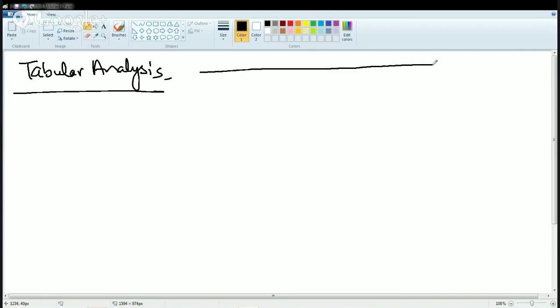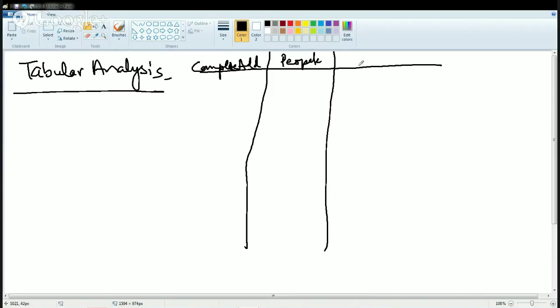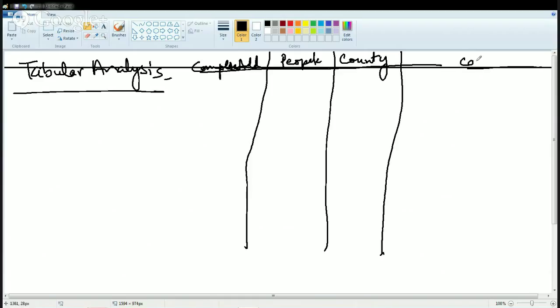I have a table here, and that table shows, say, the complete address. I have the complete address in the first column. Then I have the number of people living in those regions. Then I have the county areas that it is covering. So this is one table. The next table, I'll be explaining two concepts simultaneously. I would have the complete address, and then I would have longitudes and latitudes.